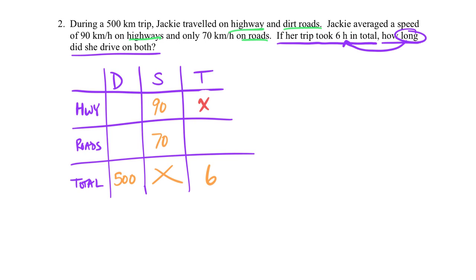Okay, what conclusions happen then? Well, if my time on the highway was X, then my time on the road must be 6 minus X. Then, if those are my times, I have my relationship between distance, speed, and time. I know that distance is speed times time.